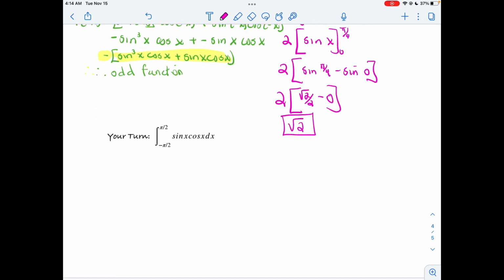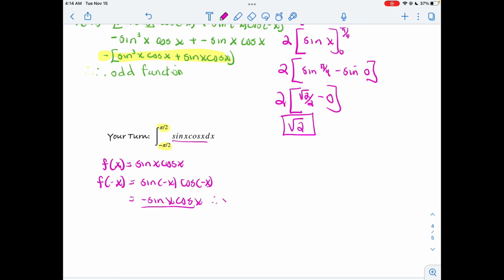Okay, try this one. So upper and lower bounds are exact opposites, and my function f of x is sine of x cosine of x. So I want to figure out what f of negative x is. So replacing every x with negative x and simplifying down. Well, sine of negative x is equal to negative sine of x, and cosine of negative x is simply cosine of x. So comparing this to my original problem, I see it's the exact opposite of the original problem, which means that this is an odd function. Since it's an odd function, the integral from negative pi over 2 to pi over 2 of an odd function is 0.